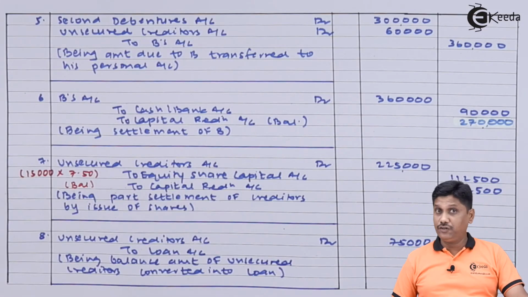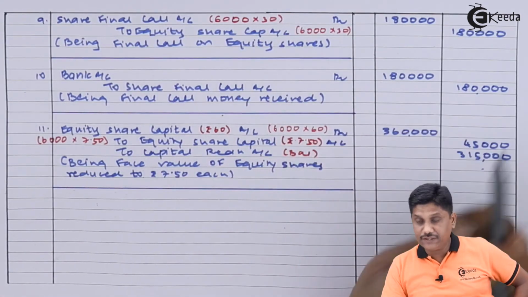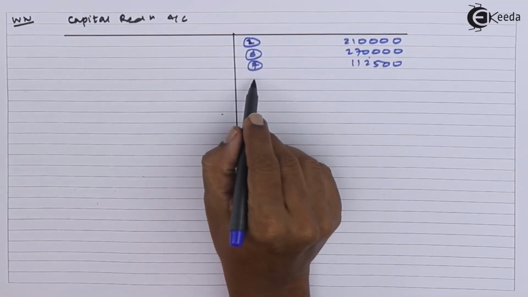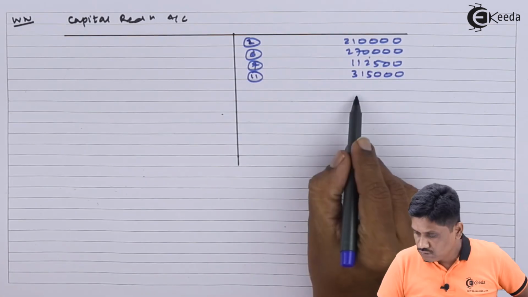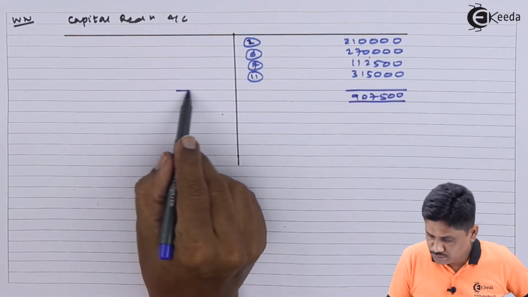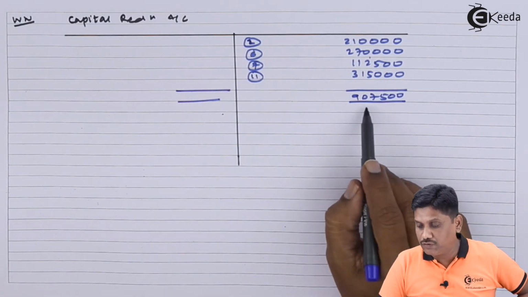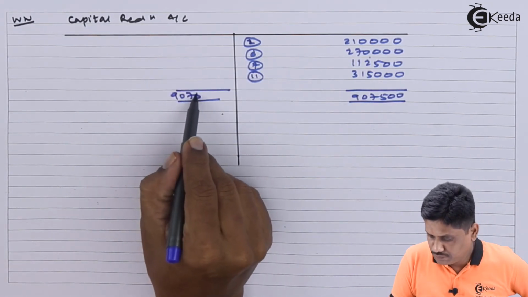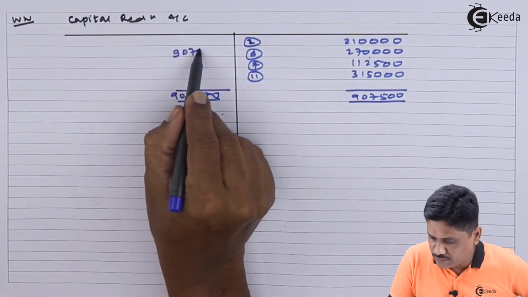Entry number 8 capital reduction account is not there, so let us ignore that. Entry number 9 not there. 10 not there. 11 capital reduction account is credited with rupees 3,15,000. Friends, we have credited capital reduction account with total amount of 9,07,500. It is not yet debited. So can I say I have a surplus of 9,07,500?